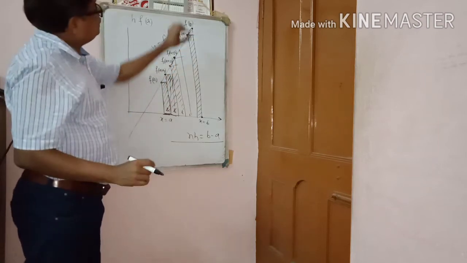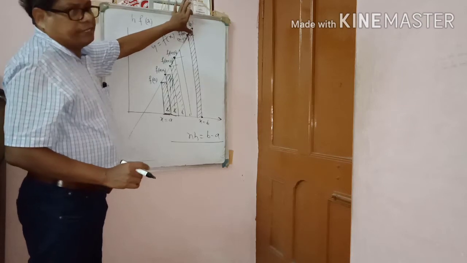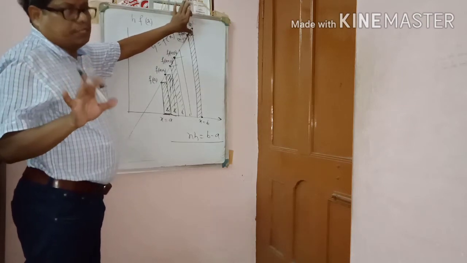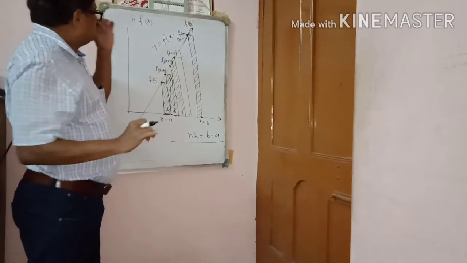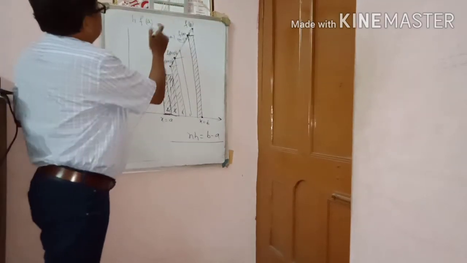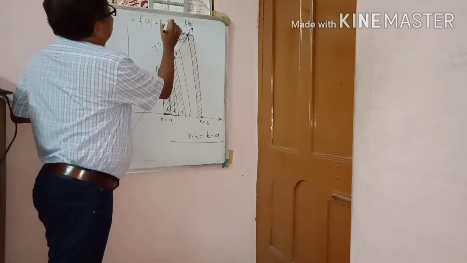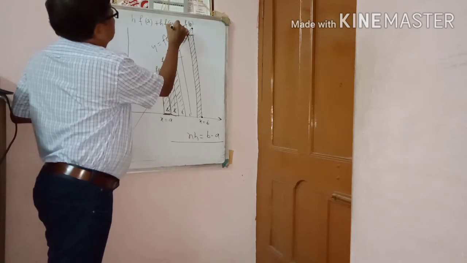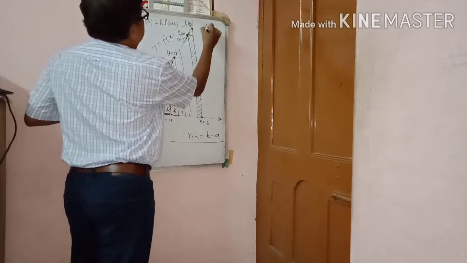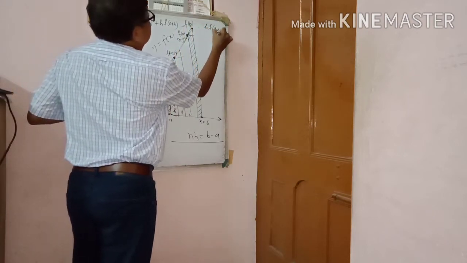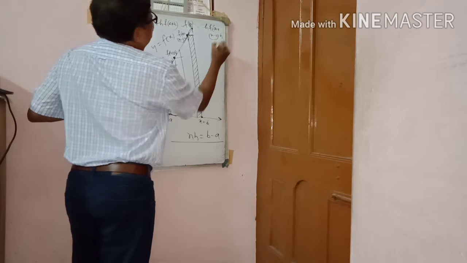We are not taking this blank part now; next time we have to consider it. So h times f of a plus h, like that you can write up to h times f of a plus n minus 1 into h.